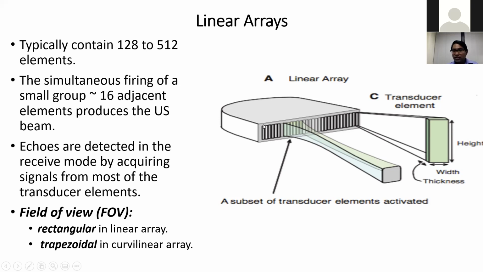From this transducer, you can also talk about the field of view in which this transducer would be looking. There are two types of arrays. One is a linear array and the other is a curvilinear array. A linear array looks like a straight or horizontal array, whereas a curved array is a convex array. We'll see some images of convex arrays later. But the field of view for a linear array is rectangular, and the field of view for a curvilinear array is trapezoidal.